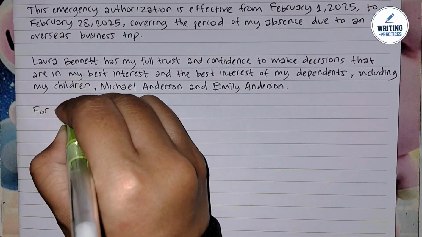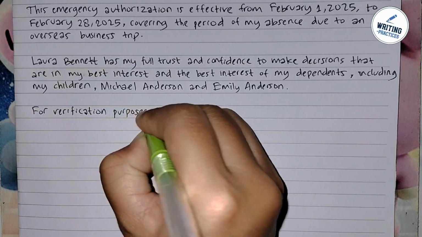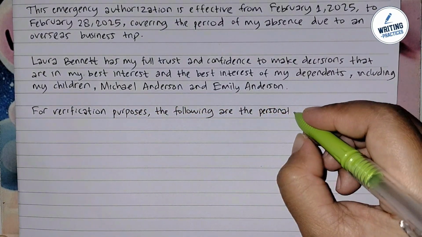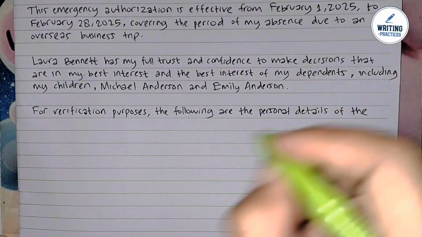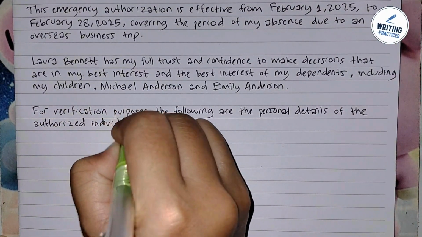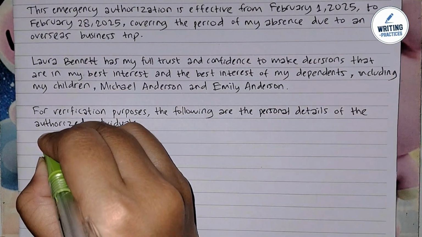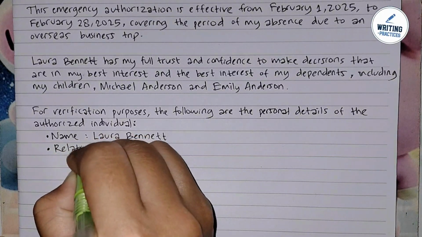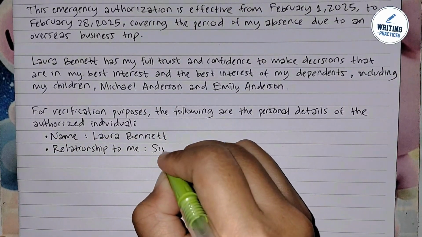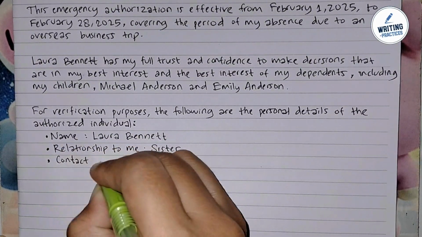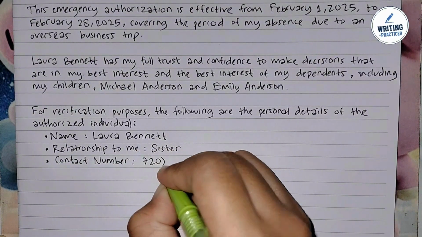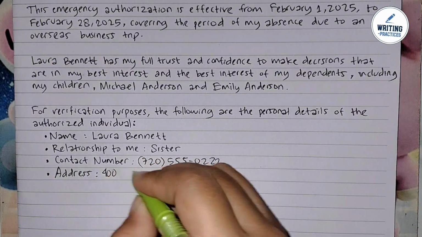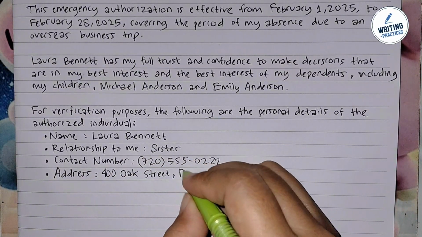In paragraph 4, list the authorized person's details. They include full name, relationship with you, contact number, and address. Yes, the authorized person's contact information here is for verification purposes. And here is the example of how you write it. For verification purposes, the following are the personal details of the authorized individual. Name, Laura Bennett. Relationship to me, sister. Contact number, 720-555-0222. Address, 400 Oak Street, Denver, Colorado 80204.